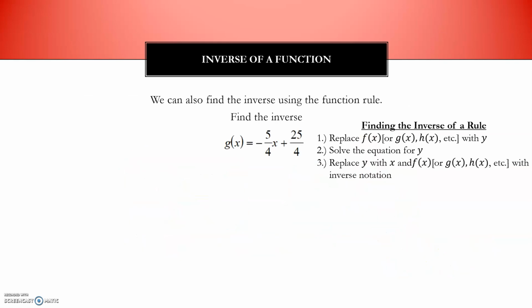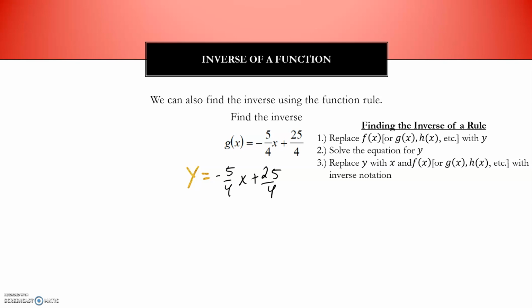I can also find the inverse using a rule. So the 3-step process to find an inverse using the rule. Step 1, replace f of x or g of x or whatever it's called with y. Okay? Y equals -5 over 4 x plus 25 over 4.